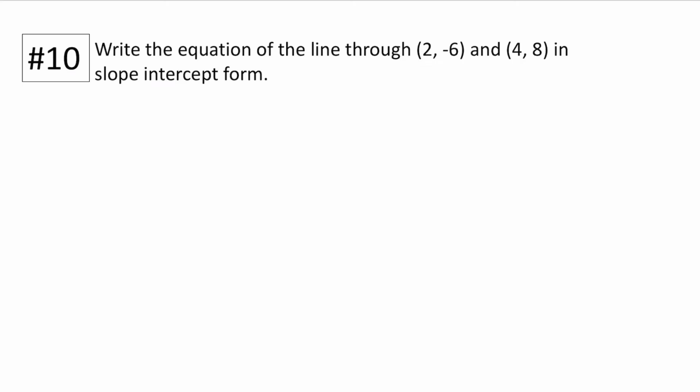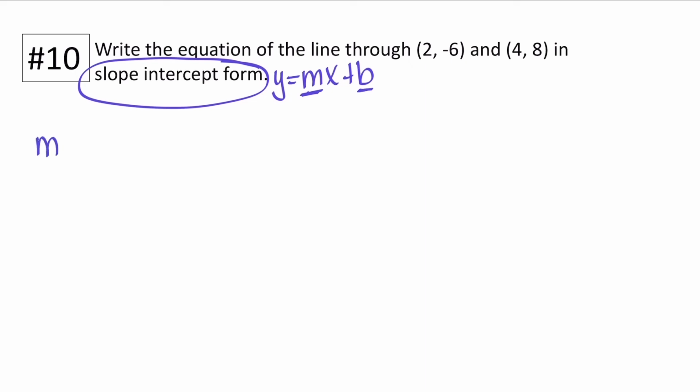So now let's do number 10. Let's write the equation of the line through 2, negative 6, and 4, 8 in slope-intercept form. So I want to write everything in slope-intercept form, which remember is y equals mx plus b. So to write something in y equals mx plus b form, I need a value of m and a value of b. So first, let's start off by figuring out m.